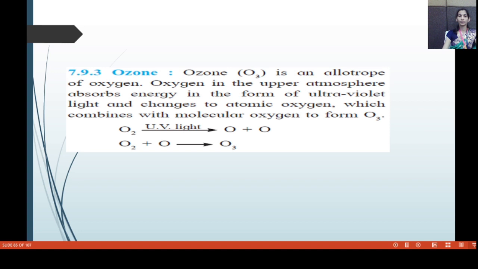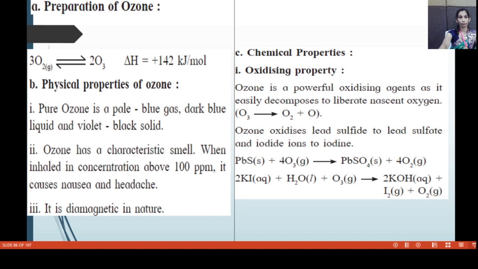Now the next is ozone. Ozone means O3. An allotrope of oxygen, ozone in the upper atmosphere absorbs energy in the form of ultraviolet light and changes into atomic oxygen, which combines with molecular oxygen to form O3. That means oxygen is present in the atmosphere. It absorbs the UV light coming from the sun and then gives the ozone O3 molecule.